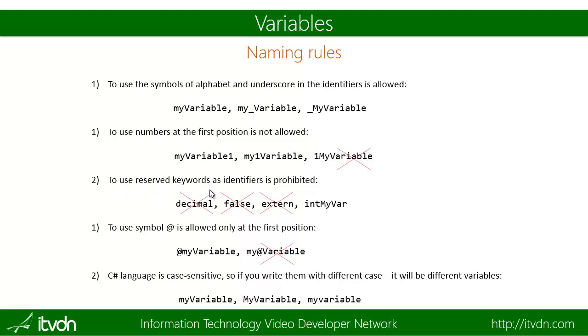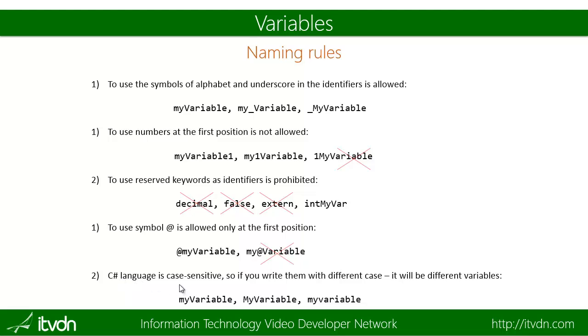To use reserved keywords as identifiers is prohibited. Keywords such as decimal, false, true, extern, they are not accepted. Okay? So don't use reserved keywords as identifiers, but you can use int myVariable or int myVar, just something like this. To use the at symbol is allowed only at the first position. You can use @myVariable, but you can't say my@variable. This is not correct, but this is correct. So at the beginning or at the first position, it's accepted.